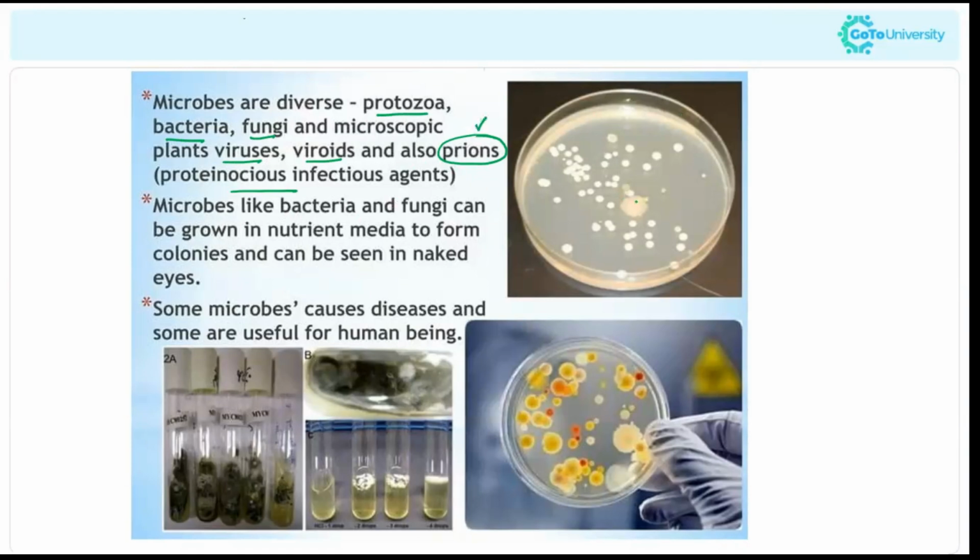Now, the microbes like bacteria and fungi can be grown in nutrient medium. In this diagram, you could see this is a nutrient medium to form colonies. These are colonies and can be seen in naked eyes. So what is this nutrient medium?